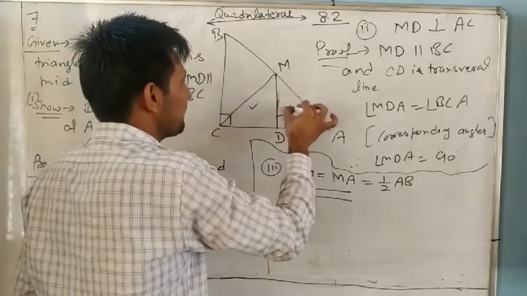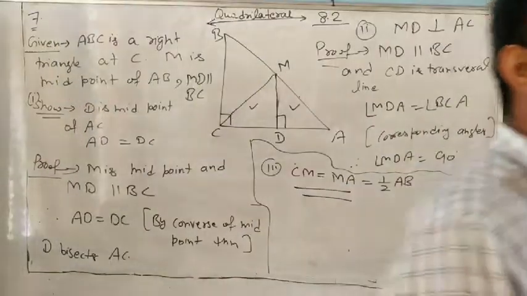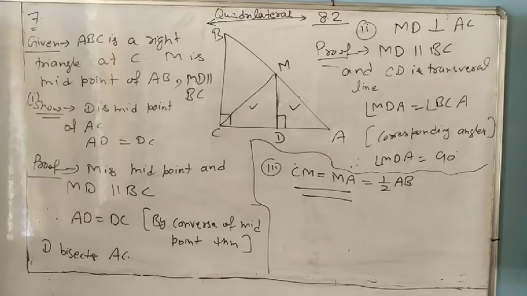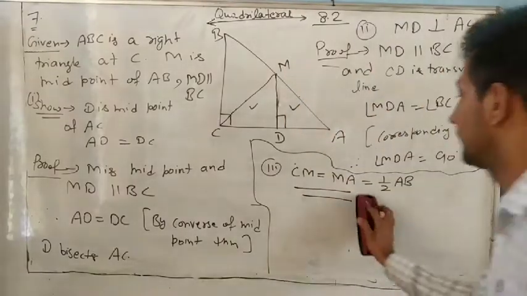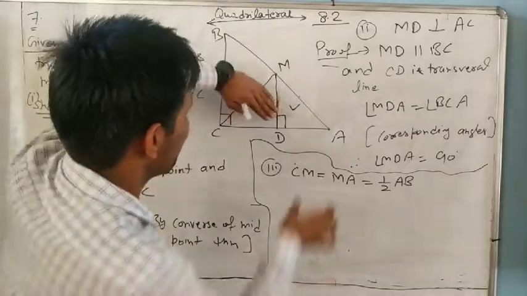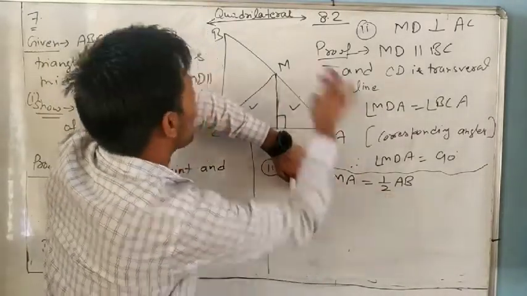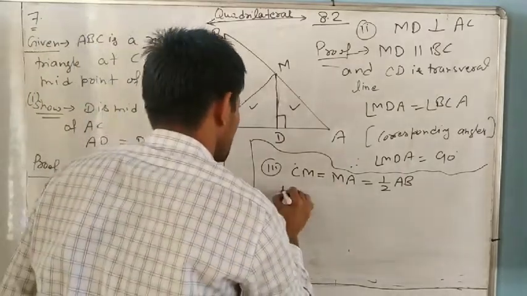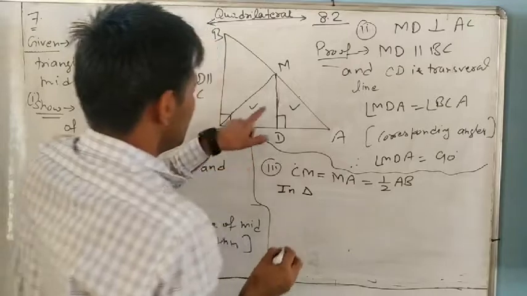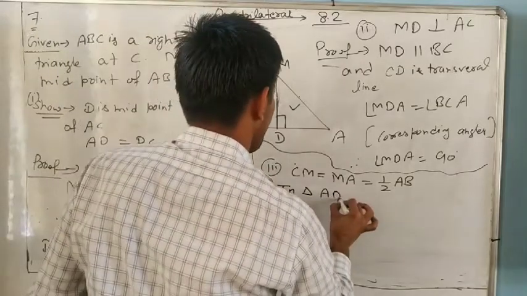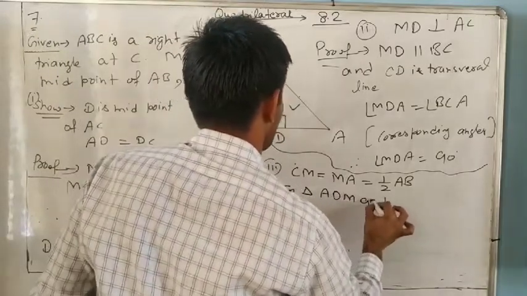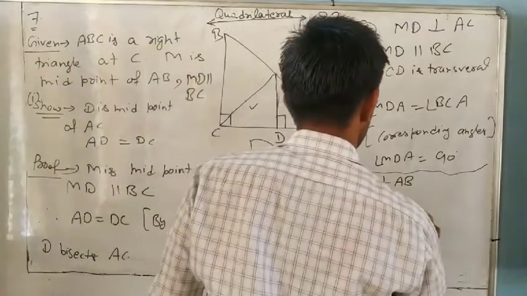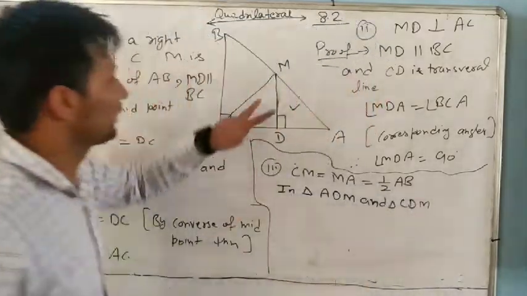We observe that CM and AM are present in two different triangles, and in two different triangles we want to prove that two sides are equal. How can we prove that? First we will prove that they are congruent. MA is already given as half of AB, so we only have to prove that CM equals MA. So take triangle ADM and triangle CDM. First we will prove that these two triangles are congruent.